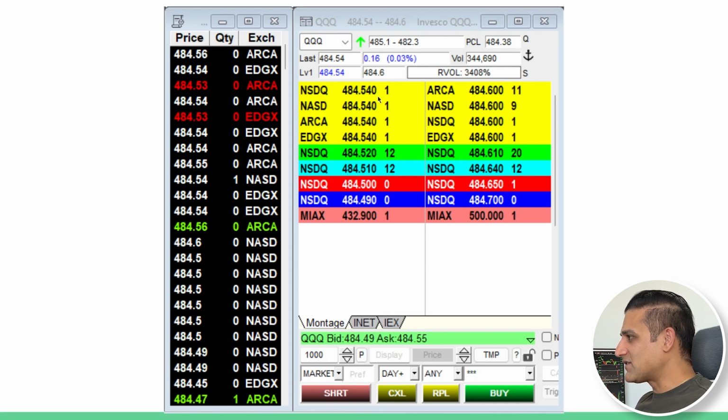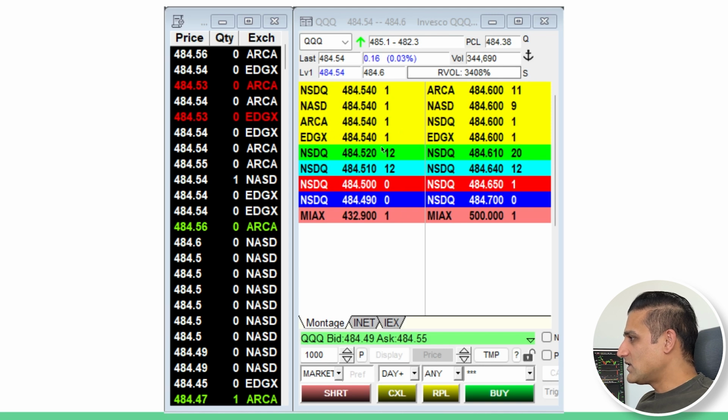What you see on the left are all different exchanges: NSDQ, NASDAQ, ARCA, EDGX. And these are all the prices. This entire section is all prices. And this is the quantity, the size of what they're looking to get filled, whatever they're trying to buy or sell. So: exchange, price, and size.